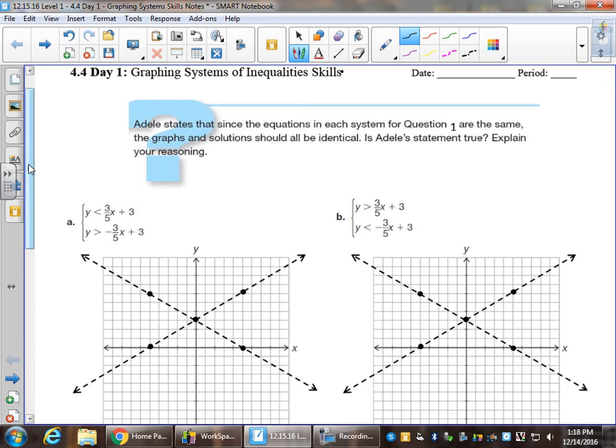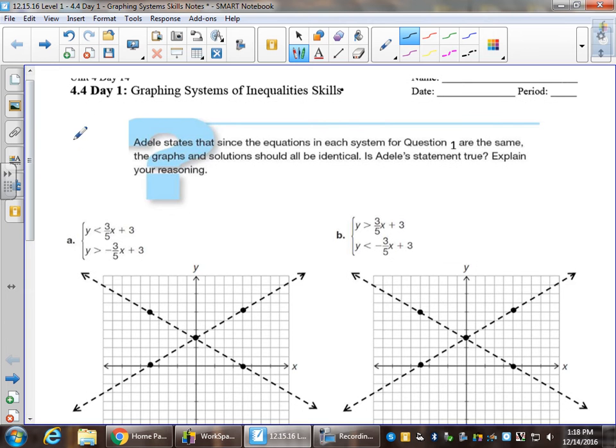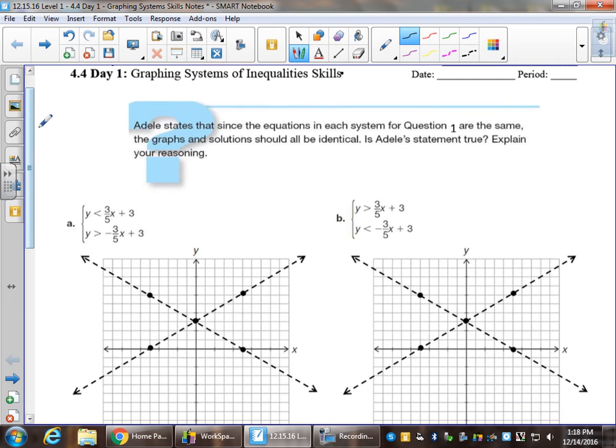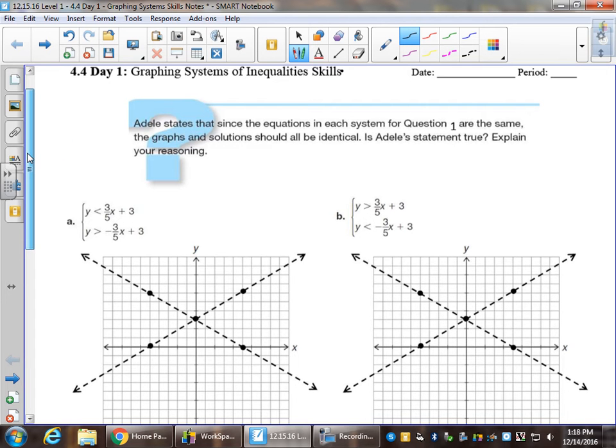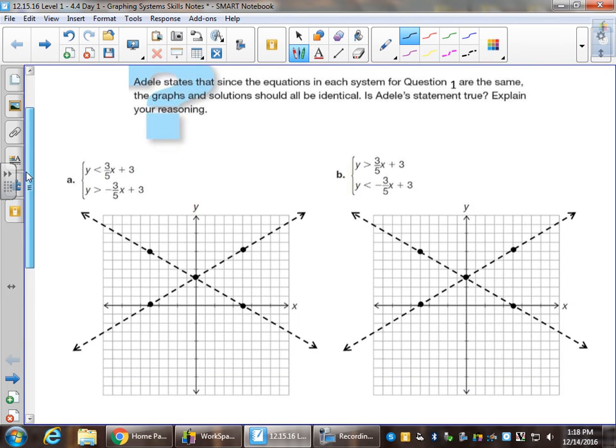Hi, everybody. Today starts a brand new section, 4.4. Our first day of 4.4, which is our intro to graphing systems of inequalities. So back in Unit 3, we just graphed systems of equations. Now we're going to start graphing systems of inequalities. Let's jump right into this warm-up.